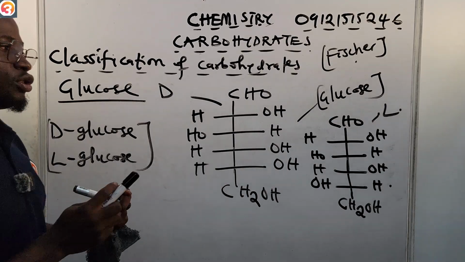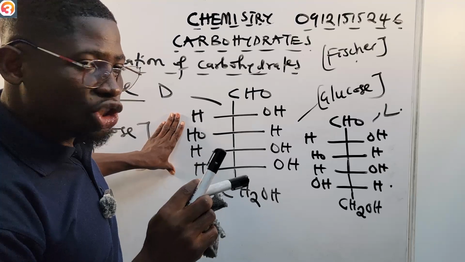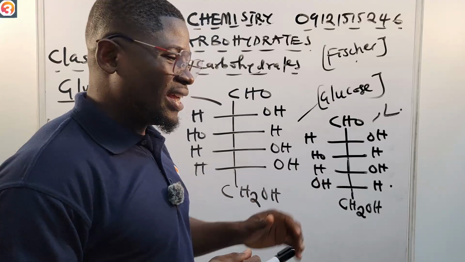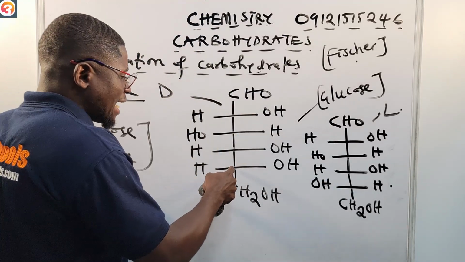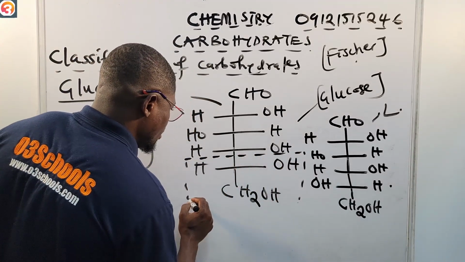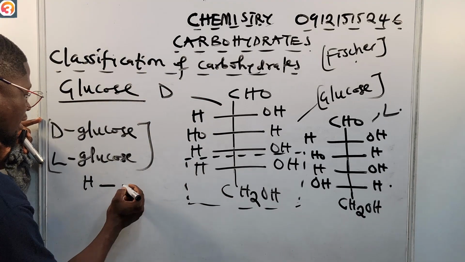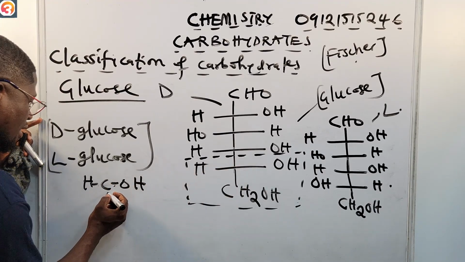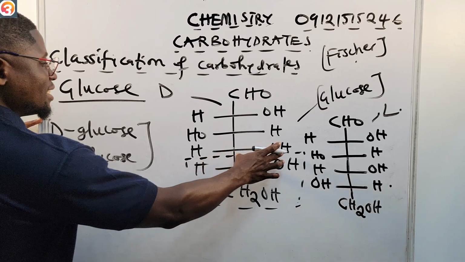So there are two projections of glucose: the D-glucose, which is the most common one found in nature, and the L-glucose. The difference is in the chiral carbon that is far away from the aldehyde functional group. If you draw out from here to here, you have your H on one side and your OH on the other, a C bonded here, and then CH2OH, and everything else up here.